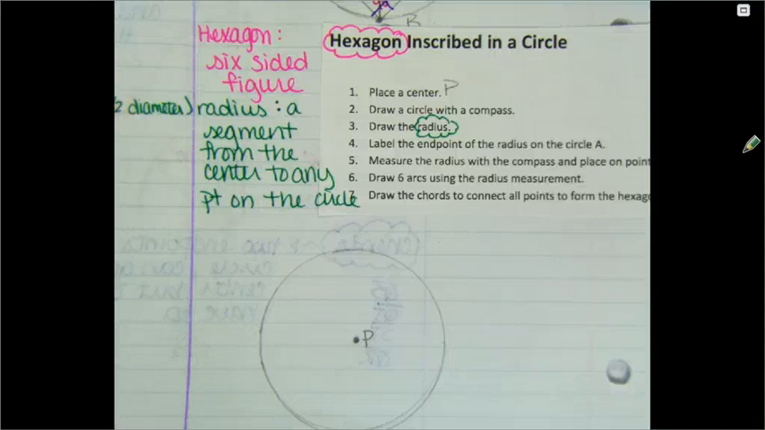All right, so we need to draw the radius. Let's take our straight edge, which we're using as our protractor. I like to draw the radius going down. Doesn't really matter. And it says label the endpoint of the radius on the circle letter what? A, good. So we just finished step 4. Step 5 says to do what? Good. Measure the radius with the compass.